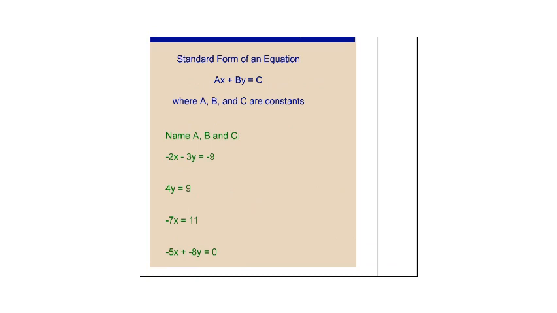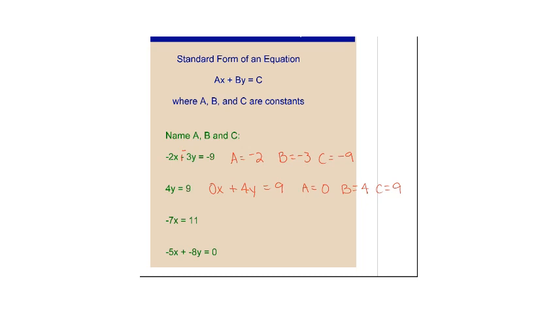On the next page, take a minute and identify the A, B, and C in each of the following equations. If a variable is missing, it means the coefficient of that variable is 0. So keep that in mind as you try these. In the first equation, A is negative 2, B is negative 3, because if you change subtraction to addition, you see that the coefficient of y is negative, and C is negative 9. In the next equation, you need to understand that if you do not have a variable, it means the coefficient is 0. Actually, 0x plus 4y equals 9. Therefore, A equals 0, B equals 4, and C equals 9.